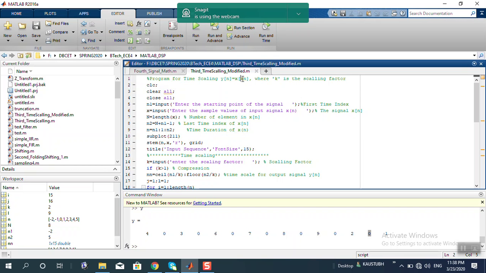If k is less than 1, of course once k is less than 1, it has to be 1 by k, then it has to be an integer. So in that case it is interpolation or expansion or upsampling.